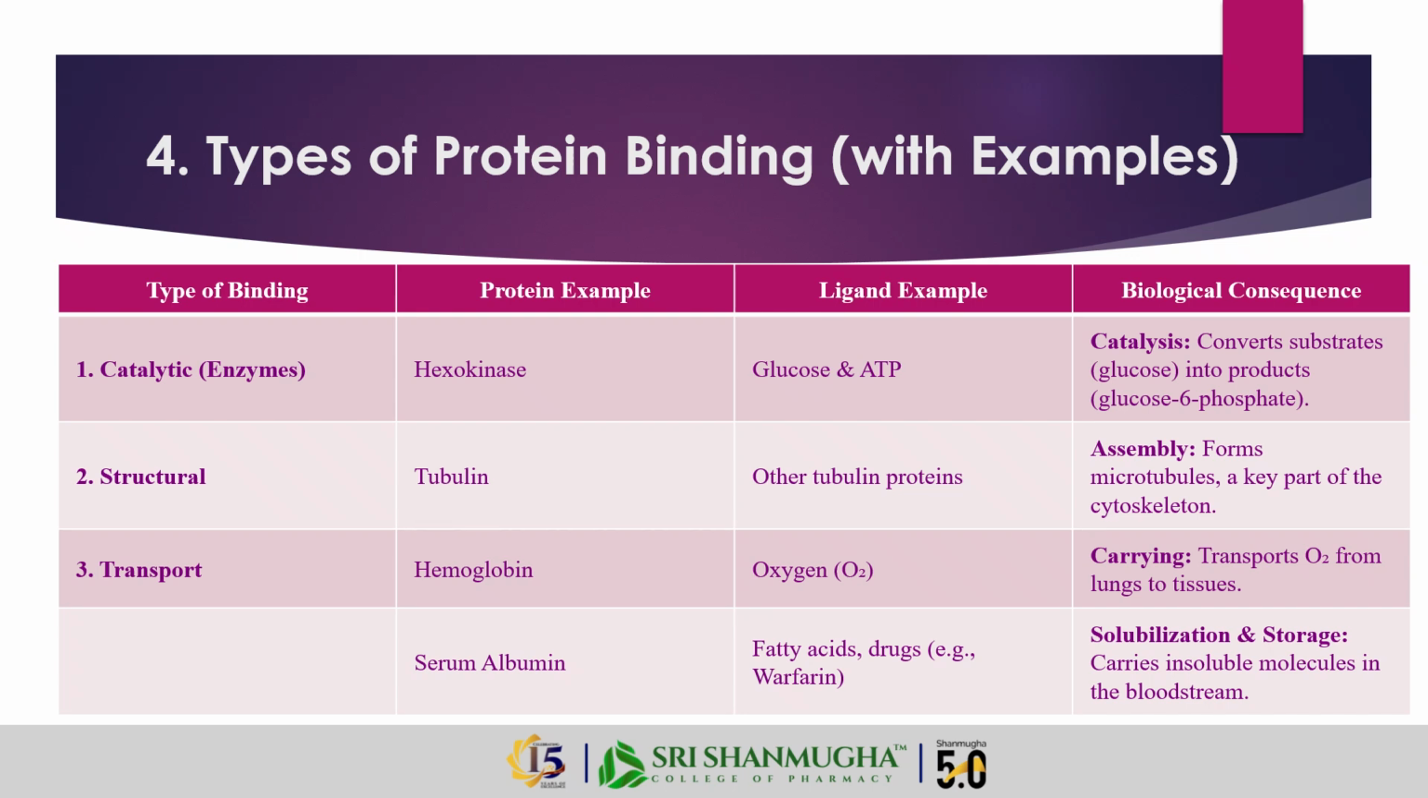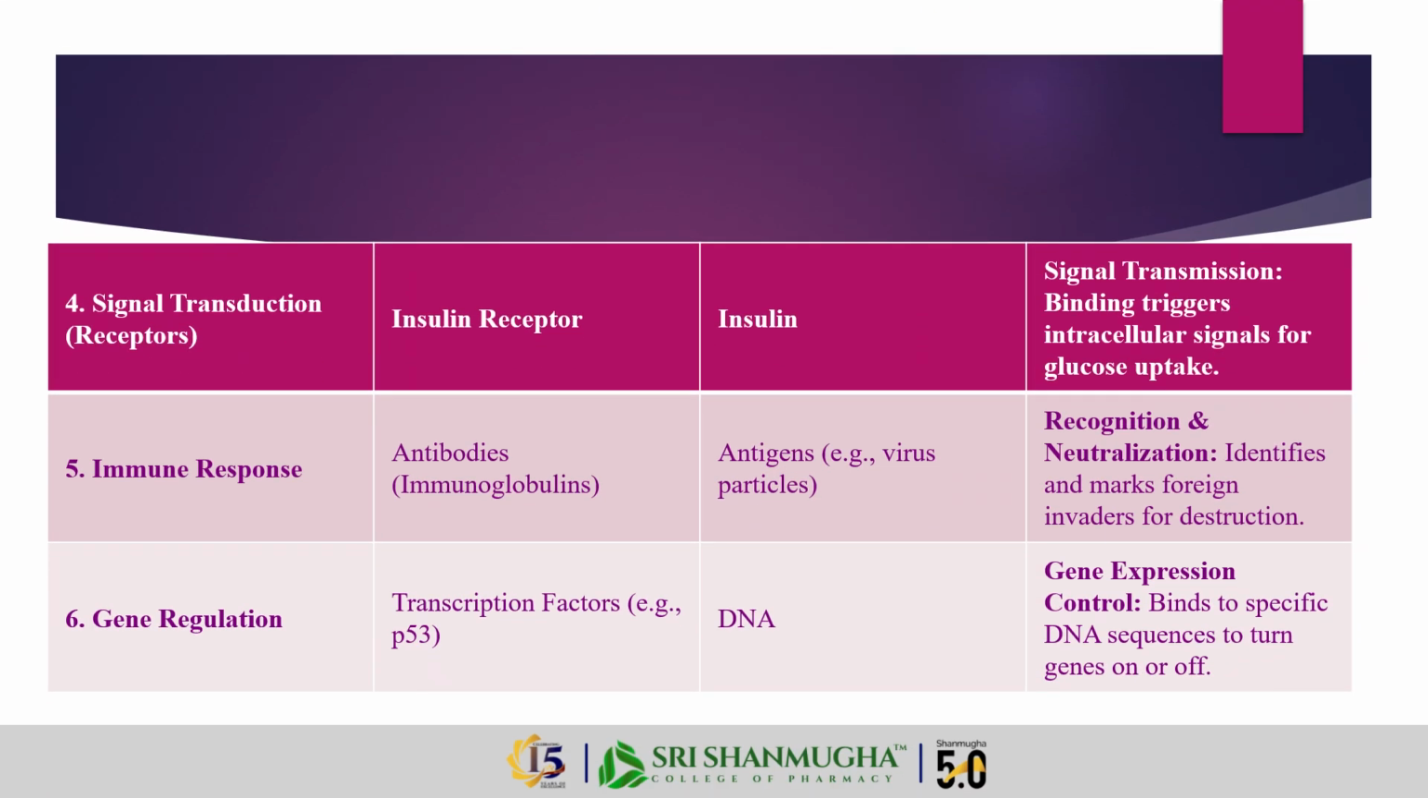Then type of binding, transport. Protein example, serum albumin. Ligand example, fatty acids and drugs like warfarin. Biological consequence: solubilization and storage, carries insoluble molecules in the bloodstream. Fourth one, signal transduction, that means receptor. Insulin receptor, insulin signal transmission: binding triggers intracellular signals for glucose uptake.